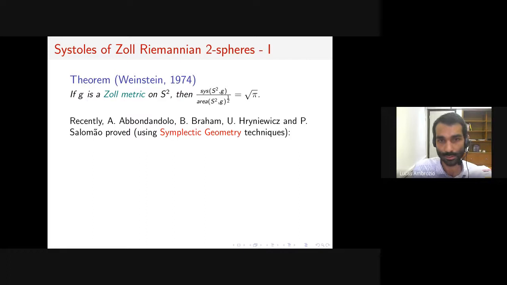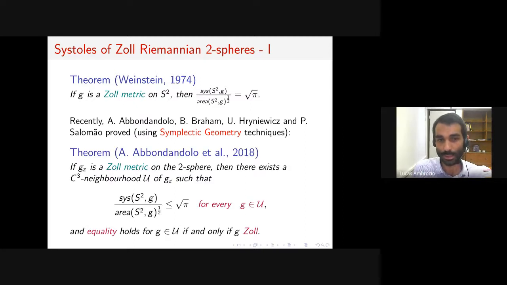But more recently, Abbondanza, Lebrun, Rinievski, and Salomon, using symplectic geometry techniques, which is very interesting, they show that zoll metrics are actually local maxima of the system normalized by the area. So if g_Z is a zoll metric on the two sphere, then there exists some C3 neighborhood of this metric such that on this neighborhood, the system of every metric is at most square root of 5 times the square root of the area. And this inequality is sharp, because it holds if and only if the metric in this neighborhood is itself zoll. Okay, so this is a quite remarkable result, I think.